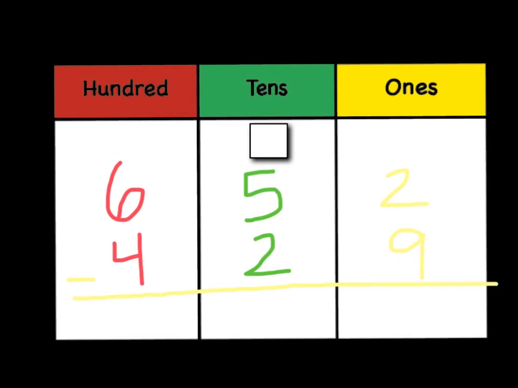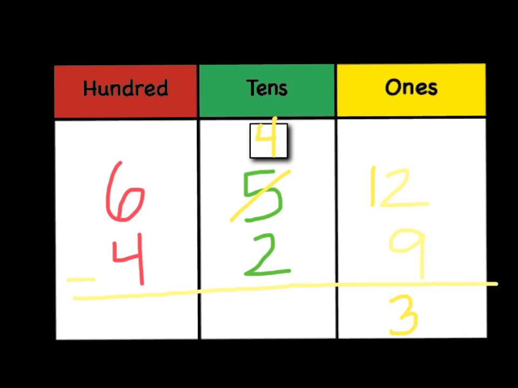Okay, let's start with the ones column. In the ones column, we have 2 minus 9. So we're looking to see, can I subtract 9 from 2? Well, since I have more on the floor, I need to go next door. So let's go ahead and borrow from the 5, and that now becomes a 4. Let's take that 10 and add it to the ones column, and 10 plus 2 equals 12. So now our new problem is 12 minus 9. So 12 minus 9 equals 3.